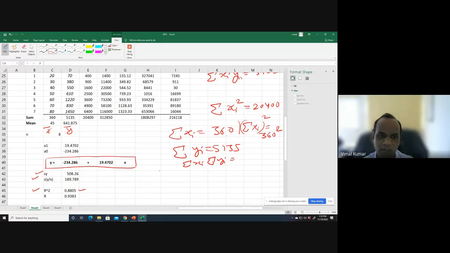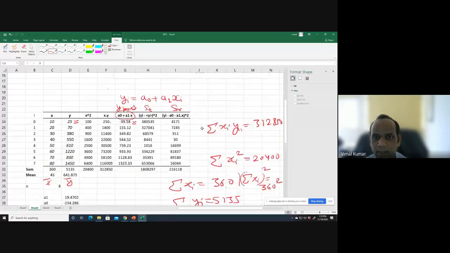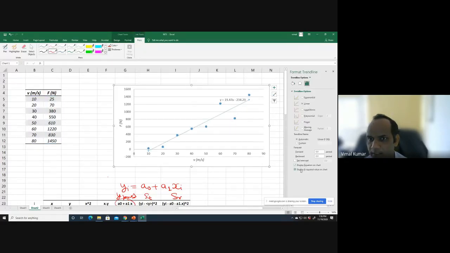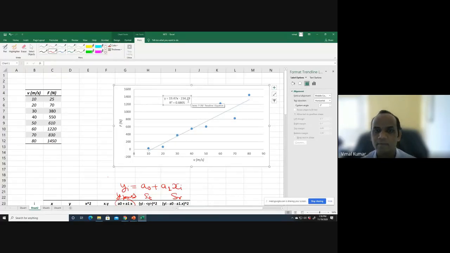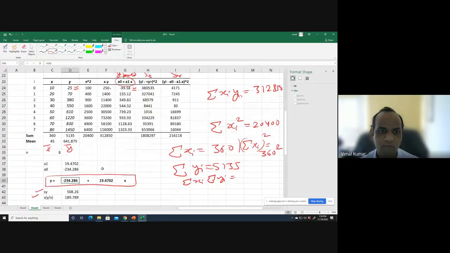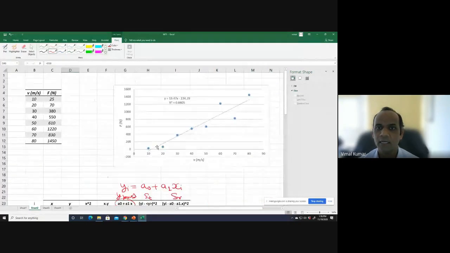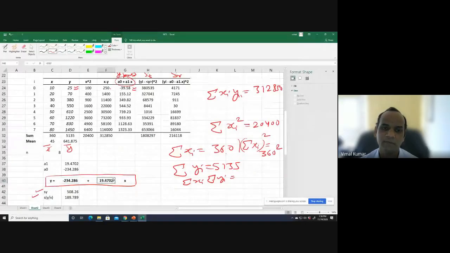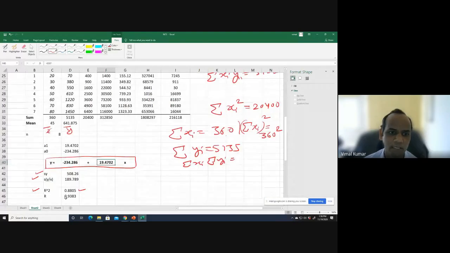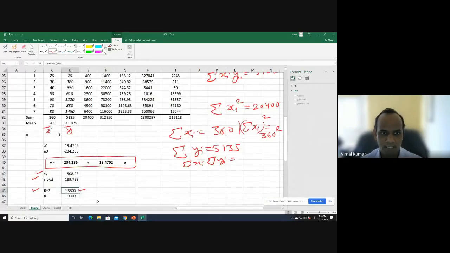If I go back to this function, let me put a trend line, this one straight line here. You see this data point actually. A0 is minus 234.29. This is what Excel is doing, minus 234.29. A1 is 19.47. Those data with R square is 0.8805. So simply when I'm calculating all these values with the formulation, it is 0.8805.